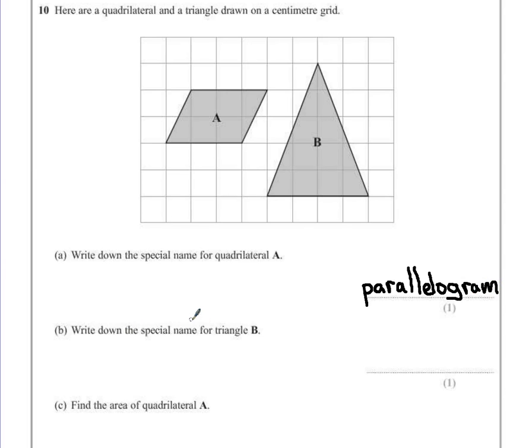Part B. Write down the special name for triangle B. If you don't read that question and just put triangle, you deserve not to get a mark. It tells you it's a triangle, but asks for its special type. Now, if all the sides were the same, that would be equilateral. If they were all different, it would be scalene. But because we've got these 2 equal sides, it's a symmetrical shape, this is isosceles.